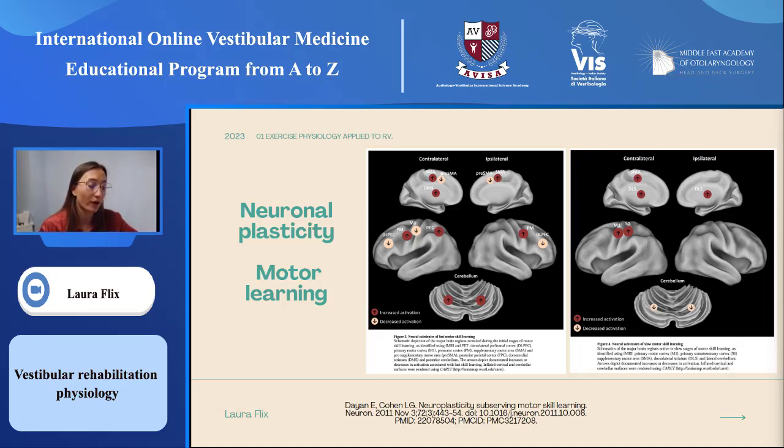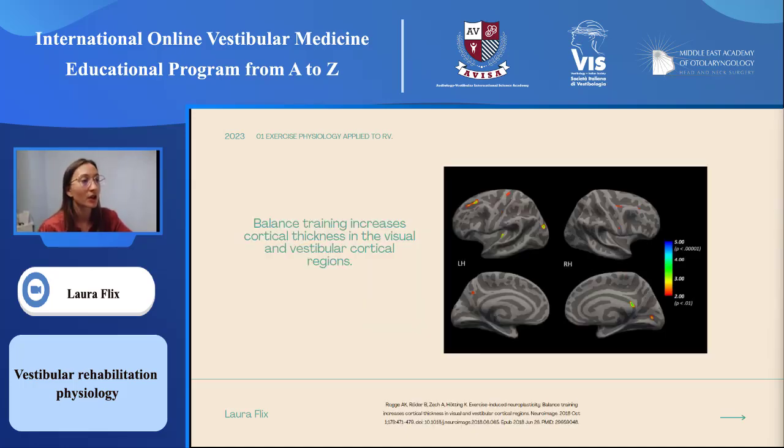But regarding balance specifically, as we are talking here about vestibular rehabilitation, balance training in the healthy population increases cortical thickness in the visual and vestibular cortical regions. It's very interesting to know that we are going to make changes also in our patients.